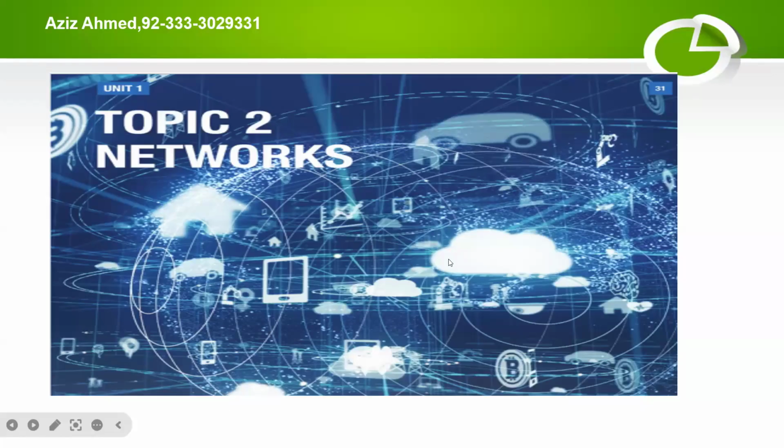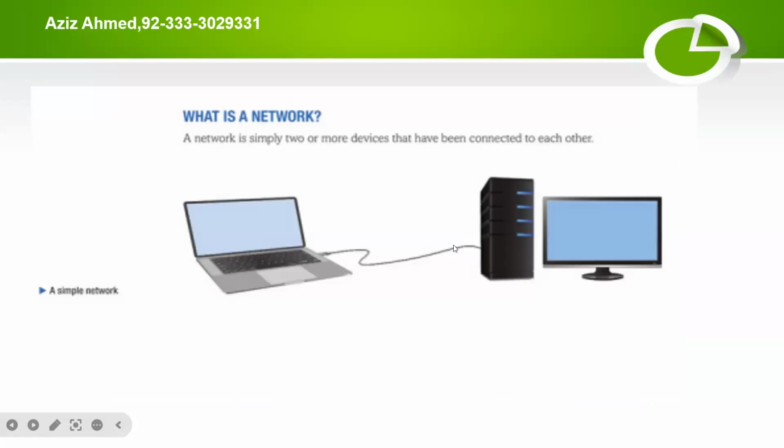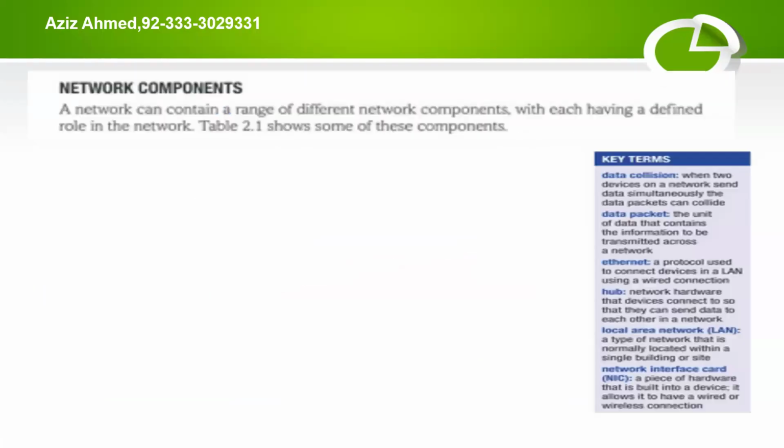It is visible. Yes. Now see the definition of network. A network is simply two or more devices that have been connected to each other. Network components: there are many different components which make up the network. A network can contain a range of different network components, each having a defined role in the network. Table 2.1 shows some of these components.